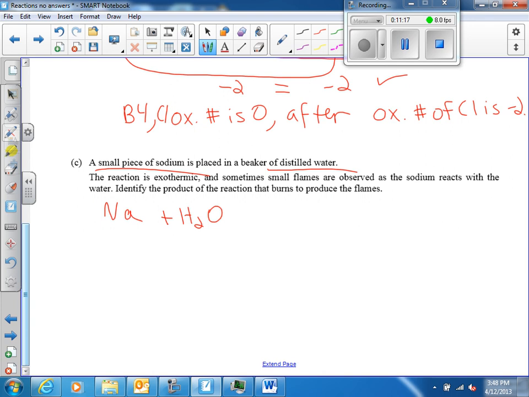I'm just reading. This thing burns and produces flames. Let's see what happens. Okay, Na plus H2O. Now, the only thing that can happen here, I have an element and a compound, so I have to have single displacement. I don't see anything else that could happen. And positive ions, well, things that can be positive will switch with things that can be positive. So the Na will switch with the O.